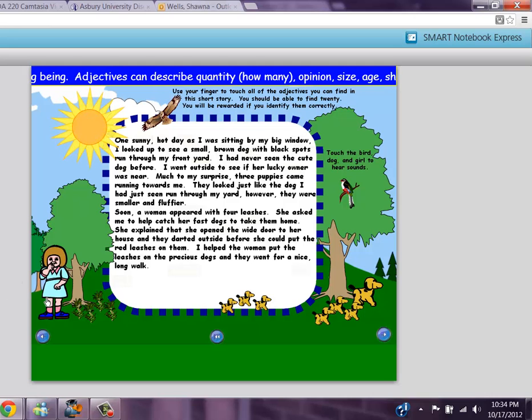Within this picture, you can also click on the little girl. Oh, I wonder whose dogs they are. And we can also listen to the dogs bark.